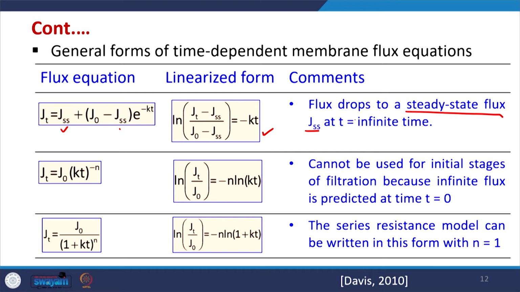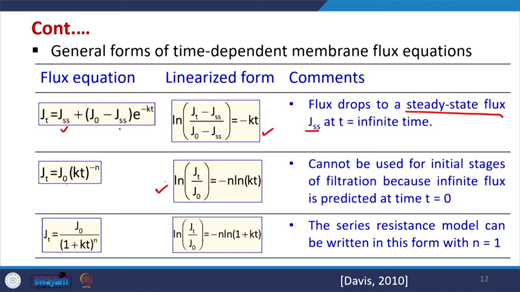So, we are not assuming this to be dropping to 0. Now, we are assigning a certain value which is a steady state value. So, then there is another equation which is like Jt is equal to J0 Kt raised to minus n. So, in place of exponential we are writing like this, and its linear form is given here.